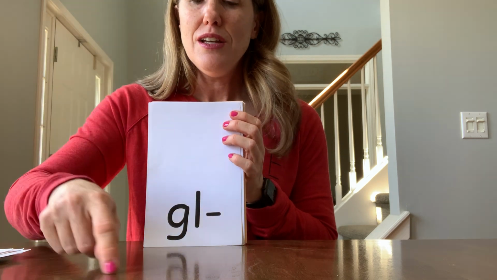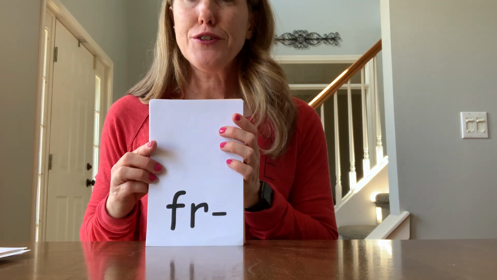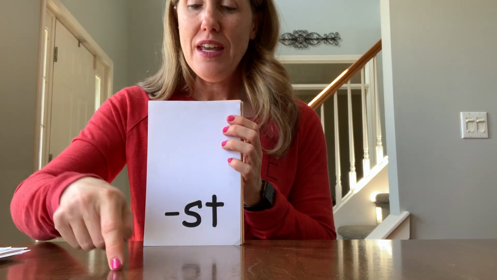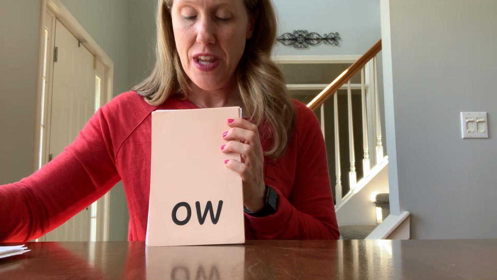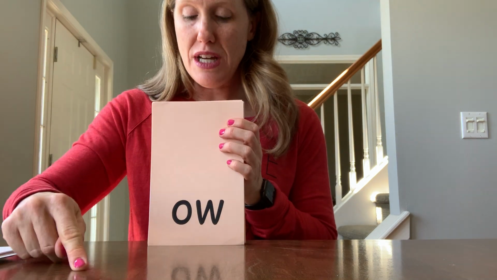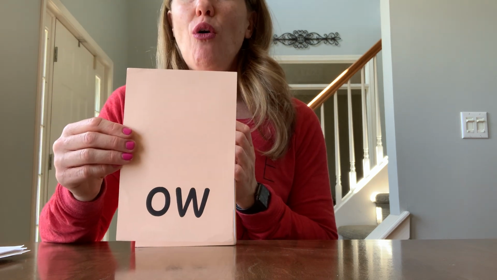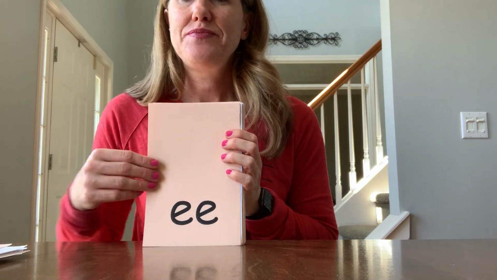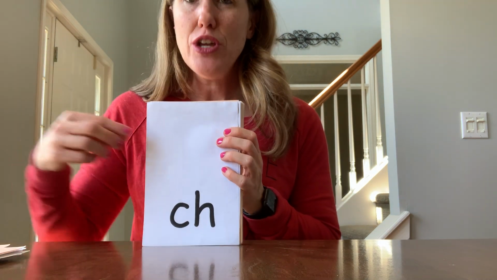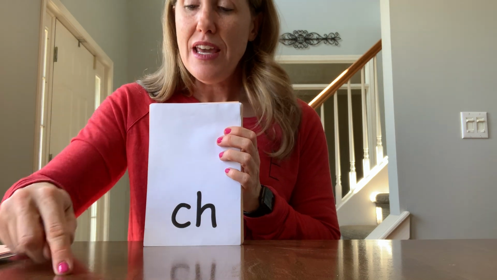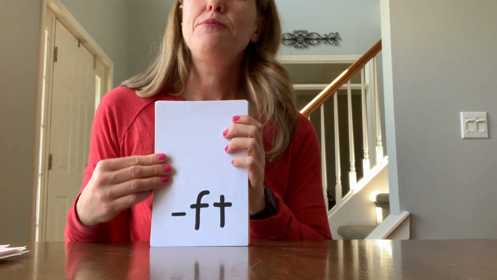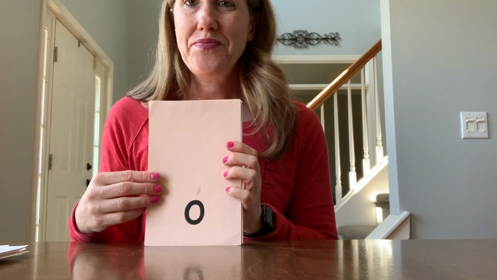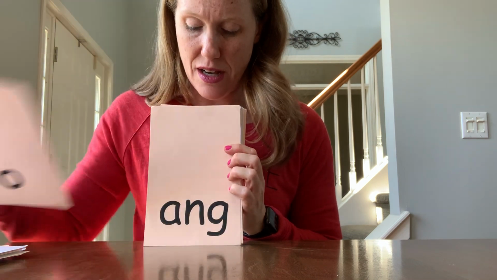GL says gl. FR says fr. ST says st. OW says o. OW says ow. EE says e. CH says ch. FT says ft. The O says ah.